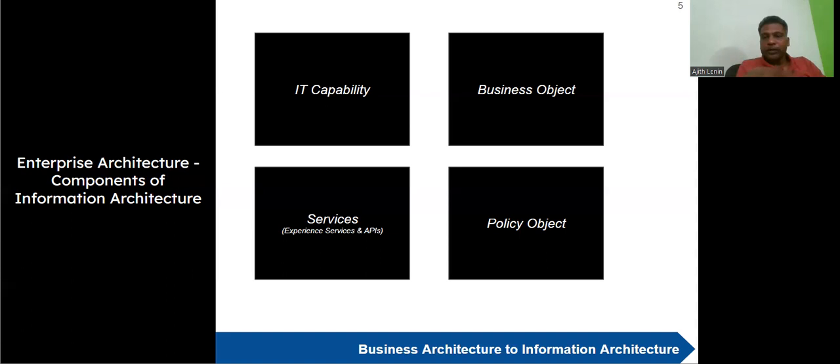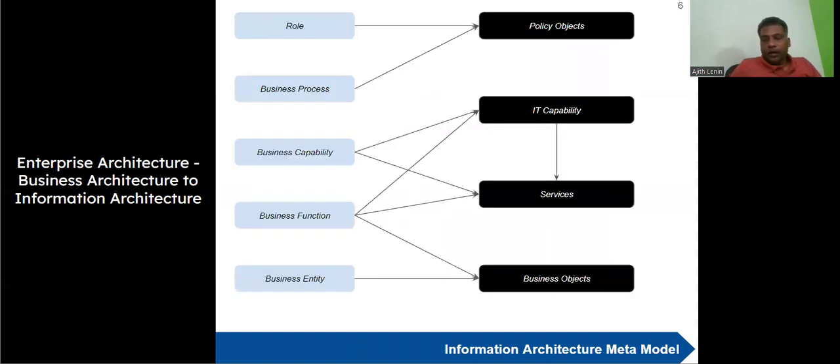So we're going to deep dive into each one of them in the next few videos. First, let's look at how these four components are mapped to the corresponding business architecture components. As I said, the role and the business process contribute towards the policy objects. The role could be access related policies, so those can be realized as policy objects.